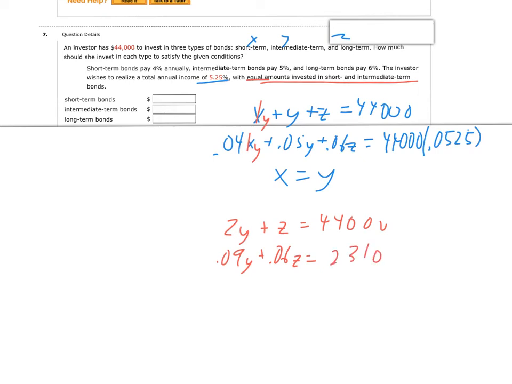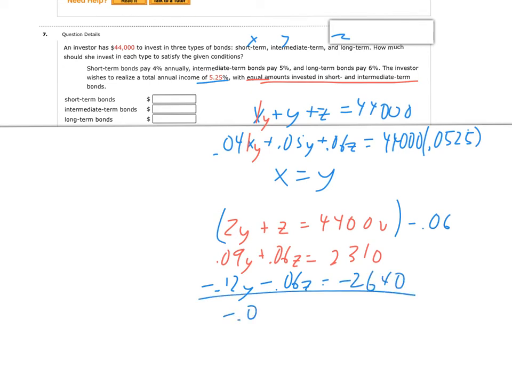All right, and I would then multiply this by negative 0.06 to eliminate those z's very quickly. So this will be negative 0.12y minus 0.06z equals 44,000 times 0.06, and that's negative 2640. So now we'll add those up. Negative 0.03y equals negative 330.